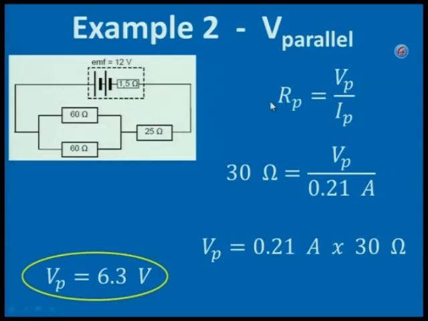So, RP is VP over IP. Remember to use the correct values together. The resistance in parallel we calculated to be 30 ohms. We want the potential difference, and we know that the current going in there is 0.21 amperes. So, the parallel volts would then be 0.21 amperes times 30 ohms, which gives you 6.3 volts.